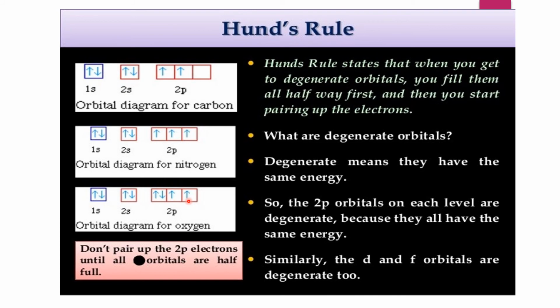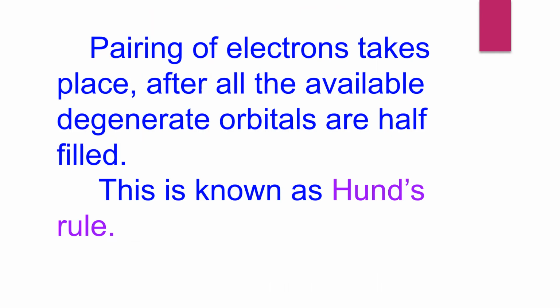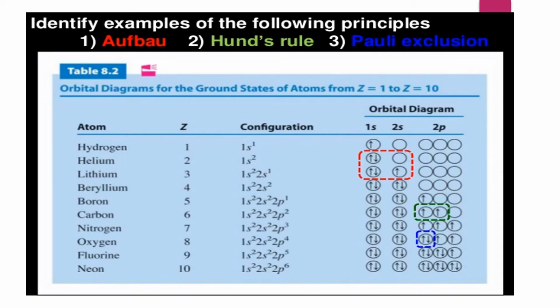So Hund's rule states that pairing of electrons takes place after all the available degenerate orbitals are half filled. What is Hund's rule? Hund's rule states that pairing of electrons takes place after all the available degenerate orbitals are half filled. Now you have learnt about three rules.